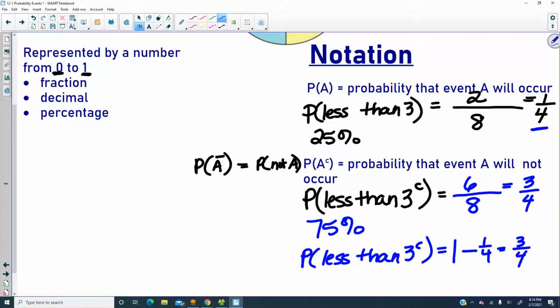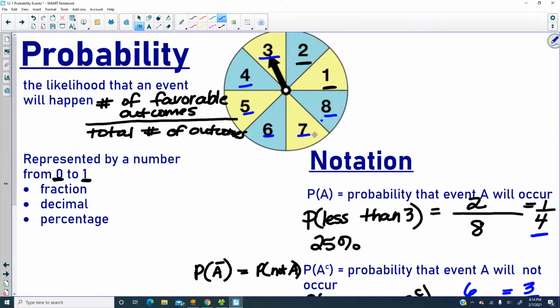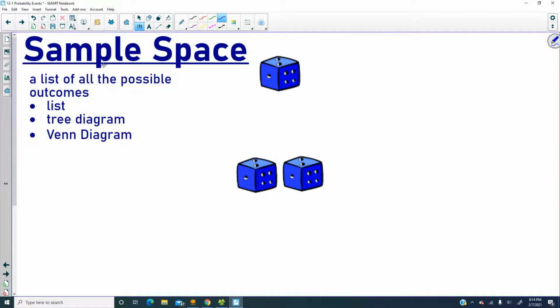You can do it either way. And you'll see those as we work through here. The other thing you need to know about is sample space. Sample space is a list of all possible outcomes that could happen for an event. So sometimes you'll see them as a list, sometimes you'll see them as a tree diagram, and then other times you'll see probabilities represented in a Venn diagram.